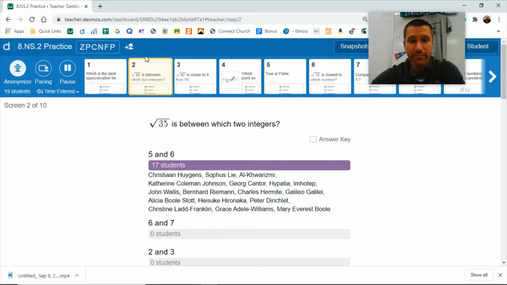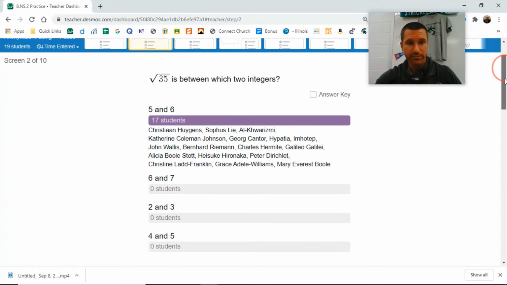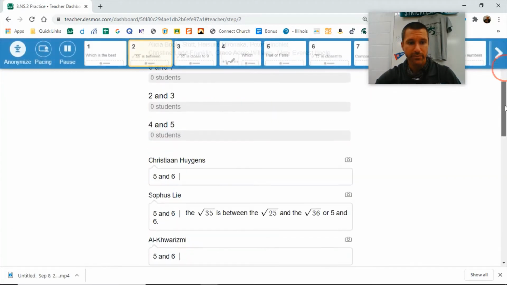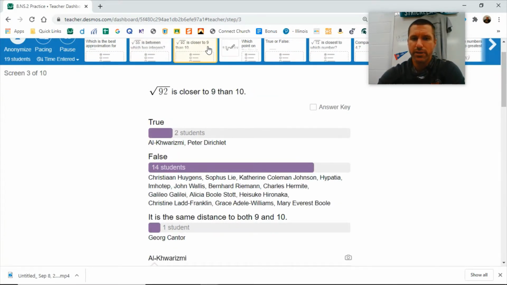Radical 35 is between which two integers? And it looks like the majority of students got that one, as you should. It's between 5 and 6. Okay. Only 17 people attempted it out of the 19 that did the exercise. That's where the 2 people didn't try it.